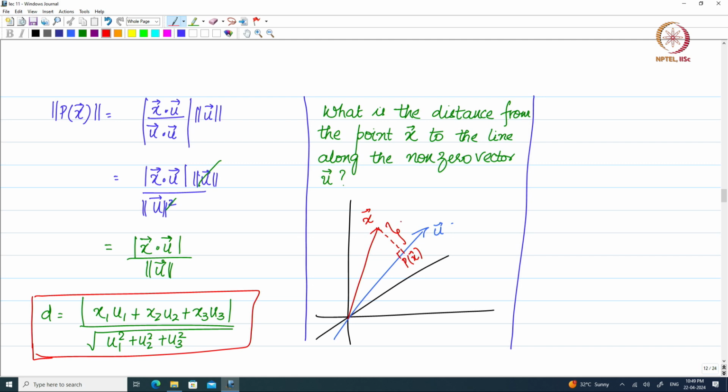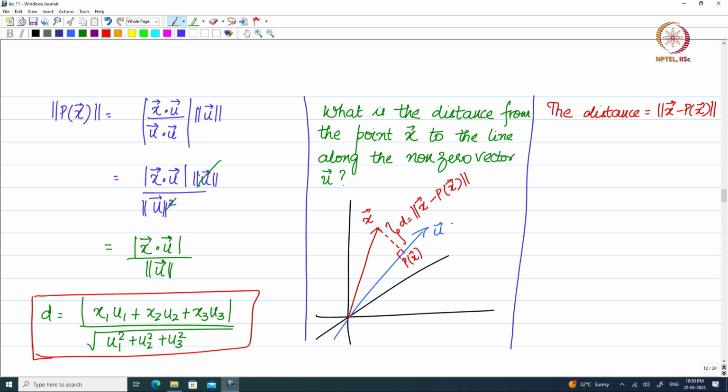So, the distance is nothing but the length of the difference vector, which is x minus p of x. The distance is equal to the length of the vector x minus p of x. P of x is the projection of x onto the direction of u.